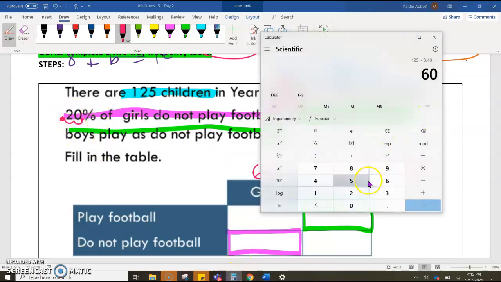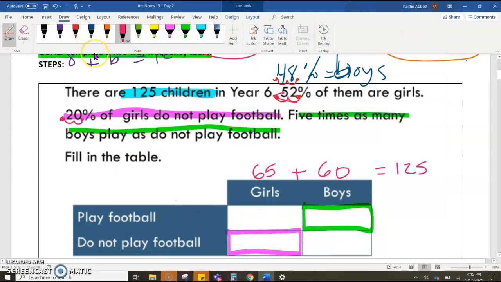So we're going to take 65 times 0.2. Now you can also do 0.20. It's the same thing. The 0 doesn't really mean anything at the end. It's not going to change your answer. So 65 times 0.2 is 13. So 13 of the girls do not play football. So let's fill that in. 13, and I put it in the box. See that pink, and pink. 13 do not play football.